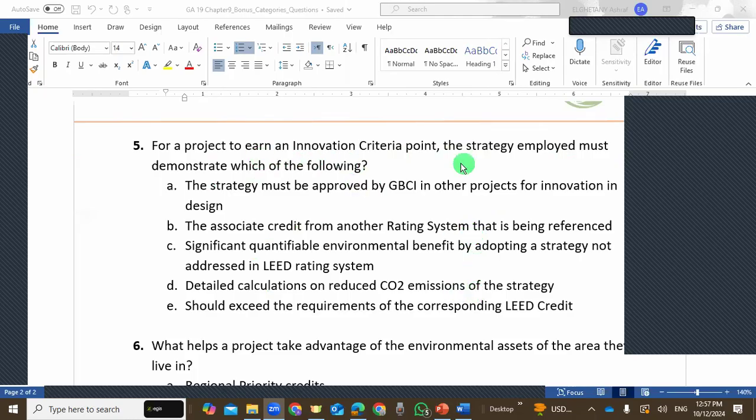For a project team to earn an innovation credit point, the strategy employed must demonstrate which of the following? Approved by GBCI, the associate credit from another rating system that is being referenced, significant quantifiable environmental benefit by adopting a strategy not addressed in LEED. Again, for innovation, always search for "not addressed in LEED." That's it. Here, C. Always, this is the keyword. I give you always keywords.